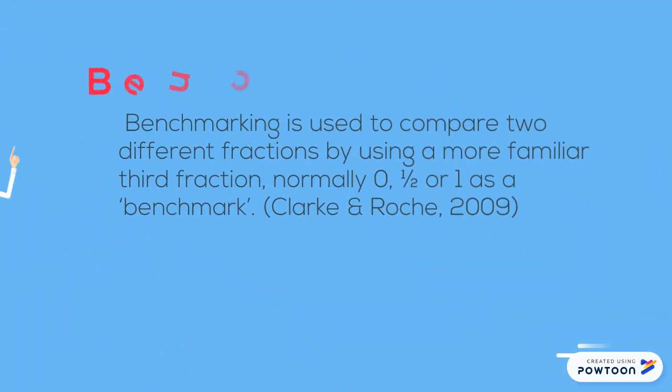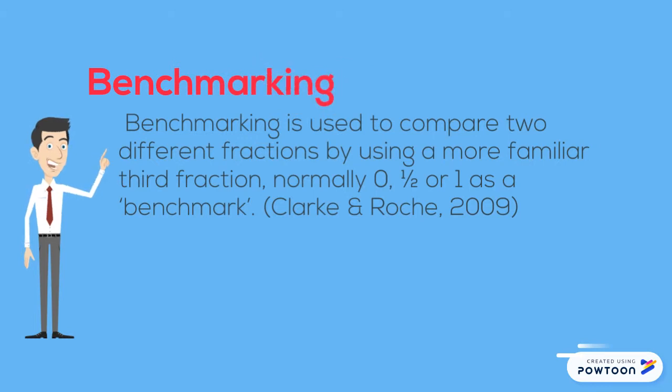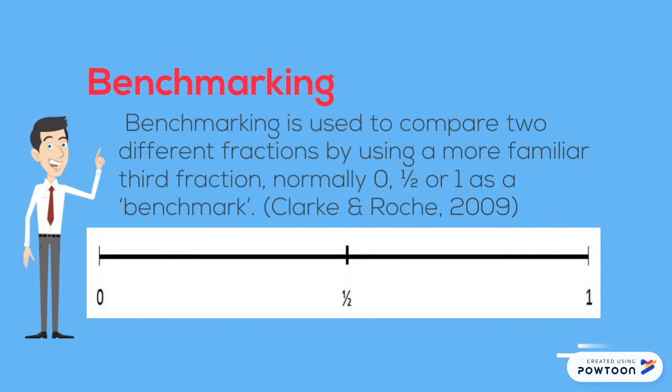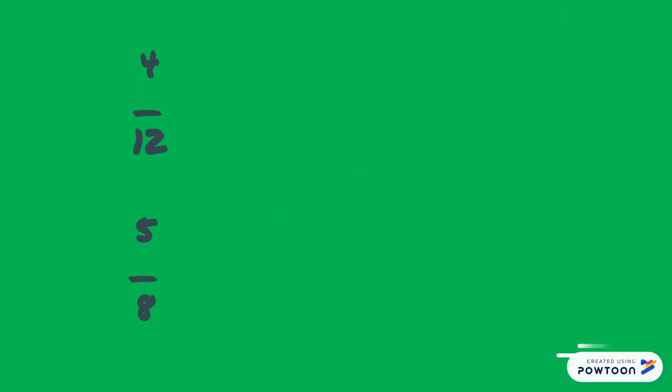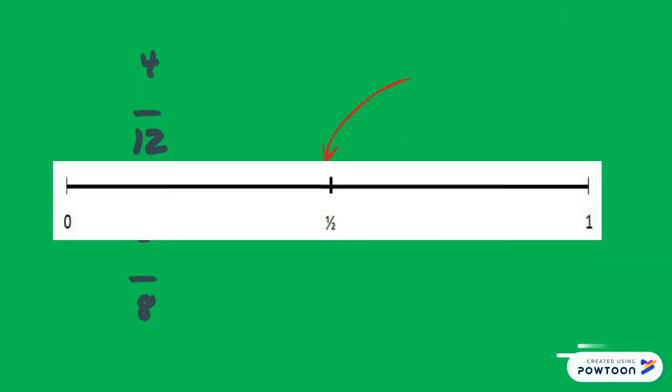Benchmarking is used to compare two different fractions by using a more familiar third fraction, normally 0, a half, or 1, as a benchmark. We can write all three of these fractions on a number line to make our working out a little more clear. Let's have a go. If you were asked, is 4/12 greater, less than, or equal to 5/8, you could find out by using our half fraction as a benchmark.